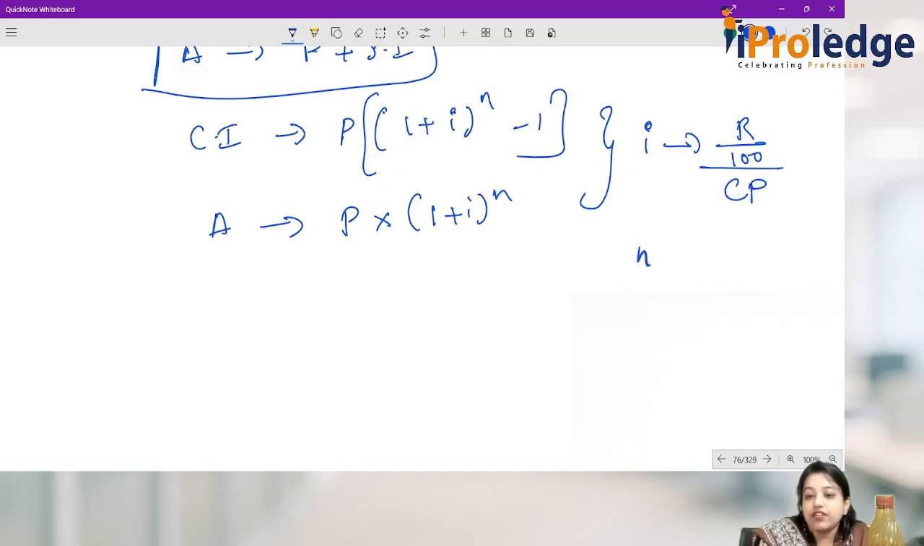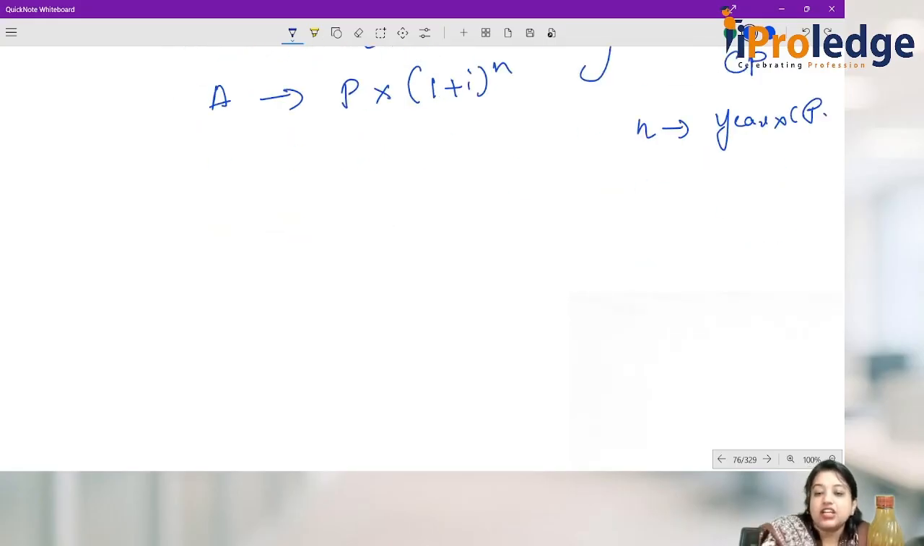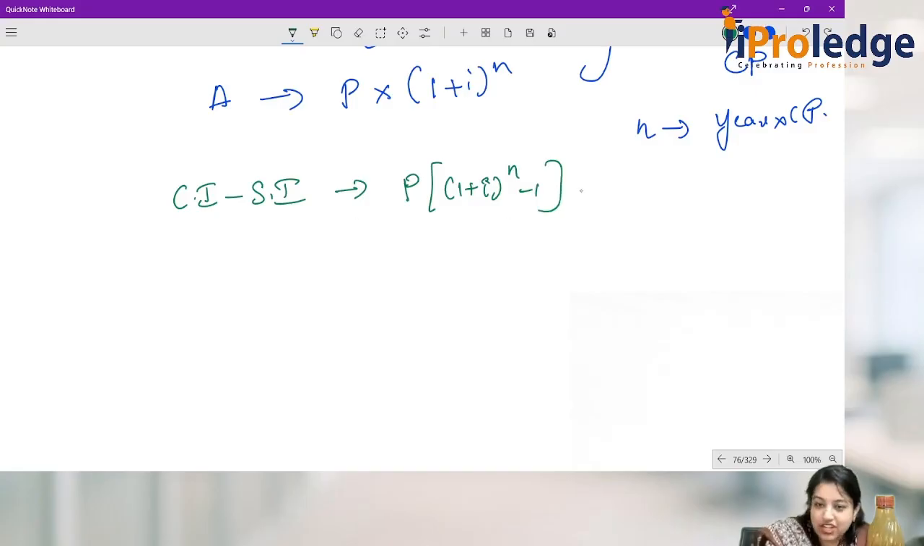C. How will you define N? Okay, tell me the formula to find the difference between CI minus SI. Put CI. What is the CI formula? P into (1 plus I) whole power n minus 1. Then minus SI.